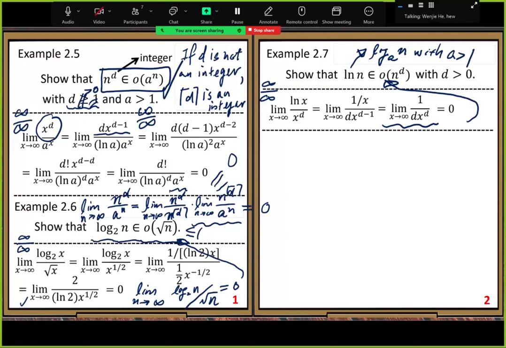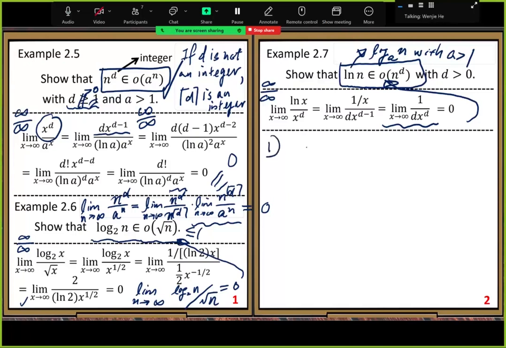The second result is this: the log function, log of n, belongs to little o of n to the d, the power function. These two results are very important in our homework assignment, because you will see, so let's look at the first result and the second result.